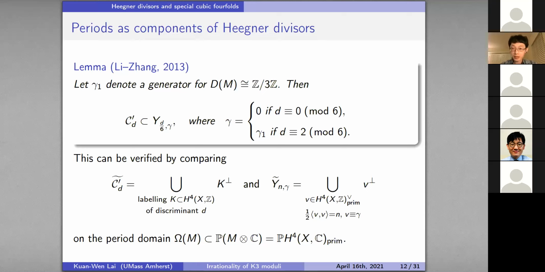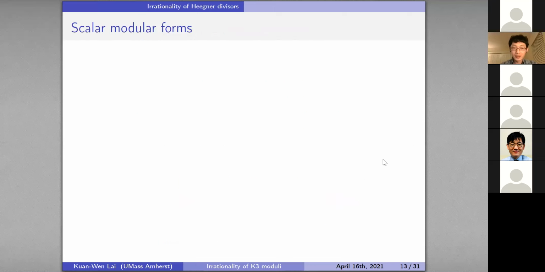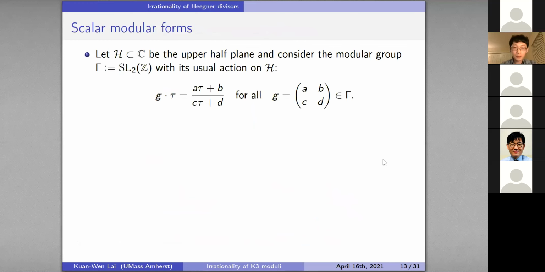It turns out that these Heegner divisors form some kind of modular forms. So I need to recall some definitions and also introduce some notation I'm going to use about modular forms. Remember, in the following, I will denote by H the upper half plane in the complex plane C, and we'll also consider the usual action of the modular group, which is SL2Z, on the upper half plane in the following well-known way.